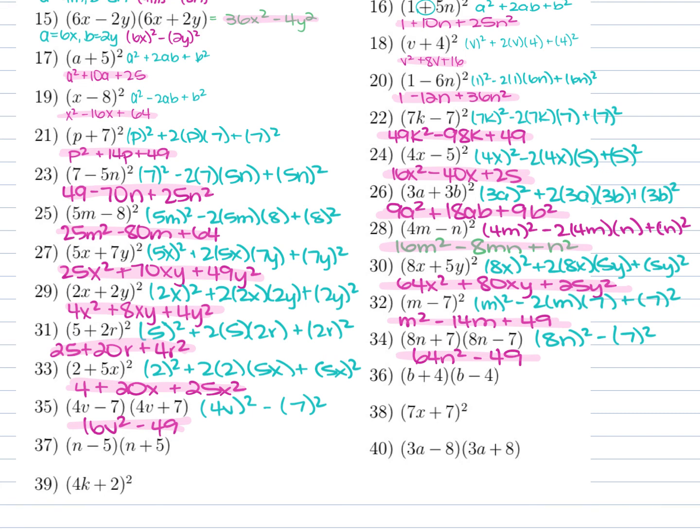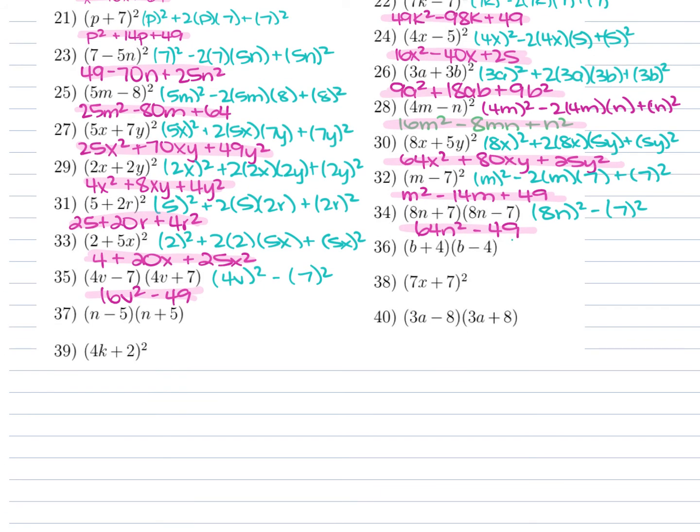For 36, we have b plus 4 times b minus 4. So this one's going to give us that b to the second power minus the 4 to the second power, which is just b squared minus 16. For 37, we have n minus 5 times n plus 5. So again, n to the second power minus 5 to the second power. So that's n squared minus 25.